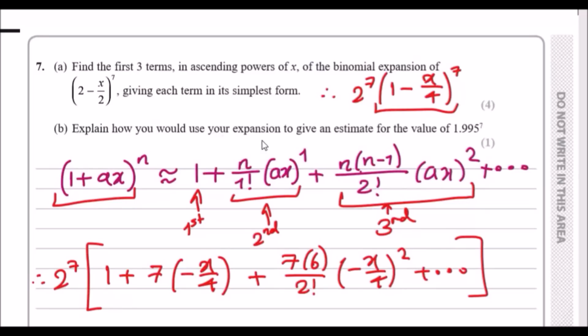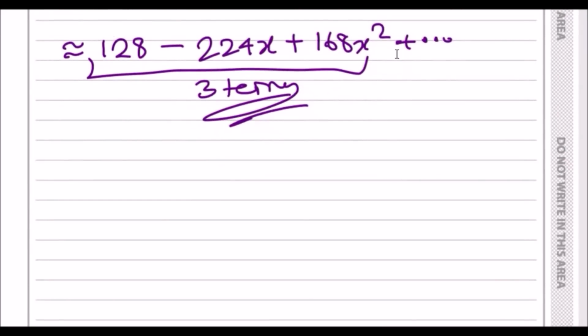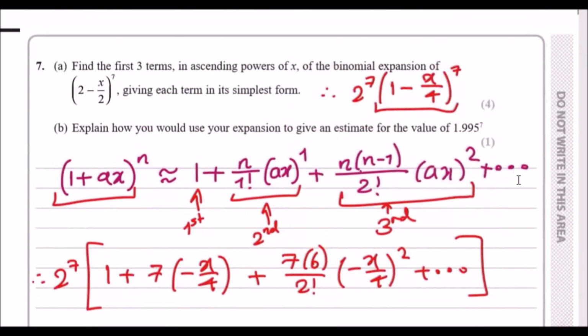Explain how you would use your expansion to give an estimate for the value of 1.995 to the power 7. Well, you just have to use your answer here to pretty much work that out. So this is our expansion we need. But first things first, when you look at this figure, you need to notice that this figure here is kind of similar to the original expansion, the original bracket, I mean, before it's expanded. They both have power 7 actually, and the only difference is the inside term. They kept it algebraic and they actually gave you a number here.